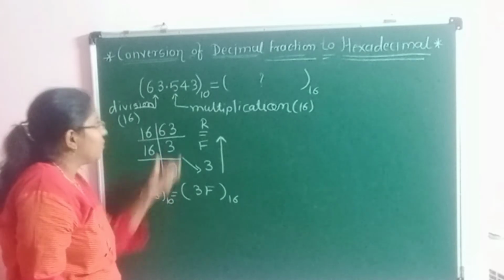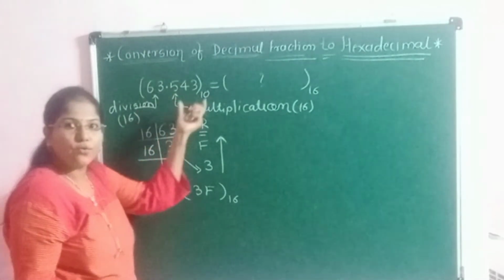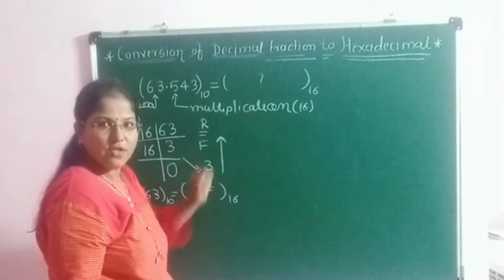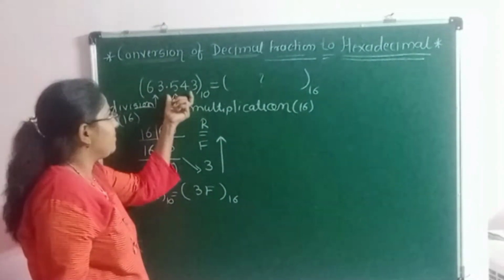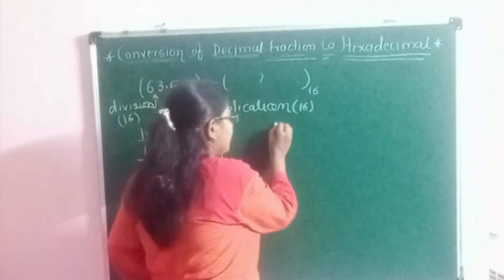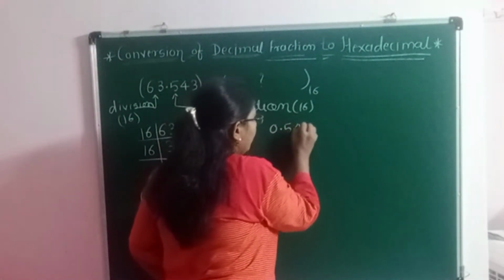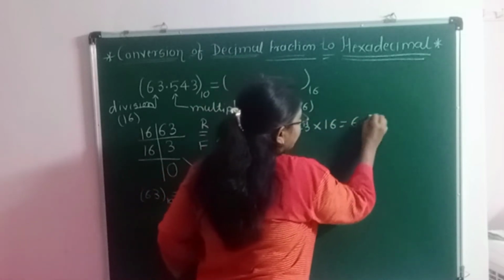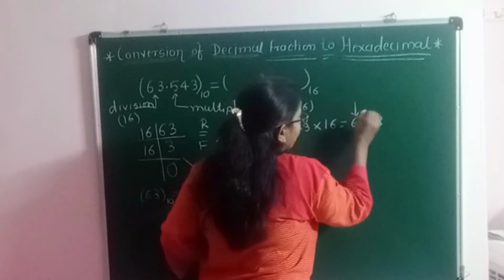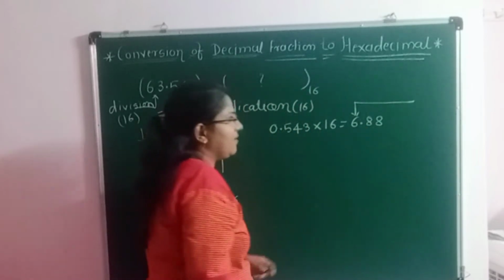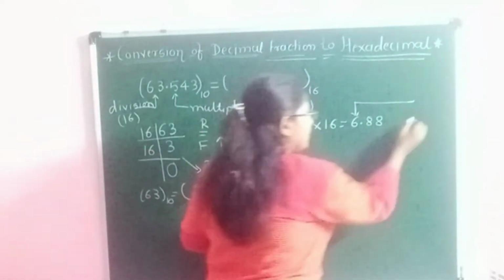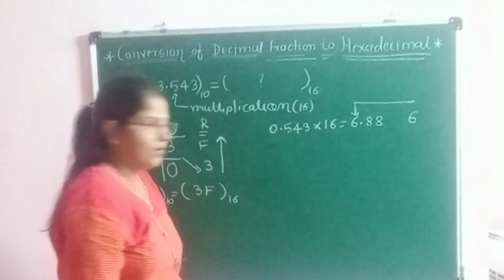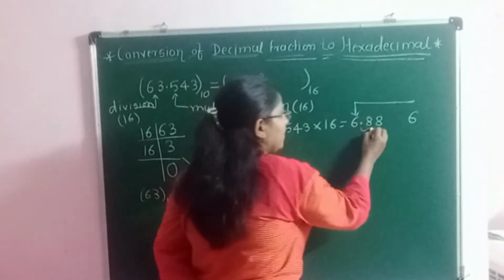Now what is left? We have to convert the fractional part also into the equivalent hexadecimal. For that we have to use the multiplication method. So pick only the fractional part. The fractional part is 0.543 multiplied by 16. The result will be 6.88. Now see the result. Here you can see the integer part is 6 and the fractional part is 0.88. Okay. Now take this fractional part to the next line.